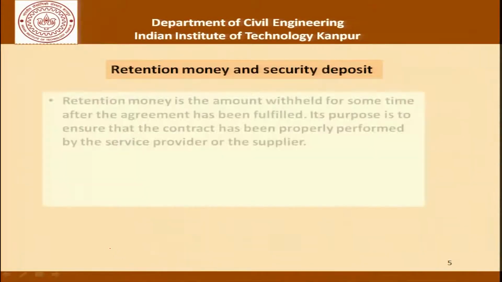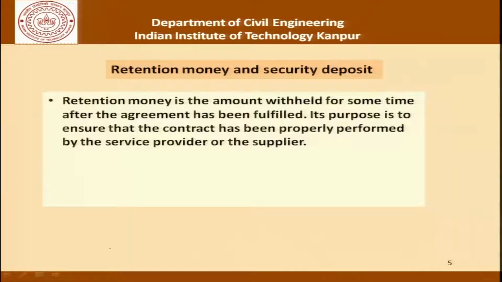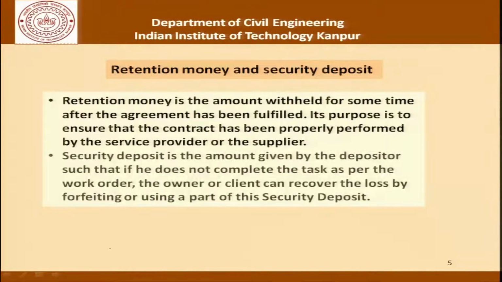Moving forward, retention money is the amount withheld for some time after the agreement has been fulfilled. Its purpose is to ensure that the contract has been properly performed by the service provider or the supplier. In contrast to that, the security deposit is the amount given by the depositor such that if he does not complete the task as per the work order, the owner or the client can recover the loss by forfeiting or using a part of this security deposit.